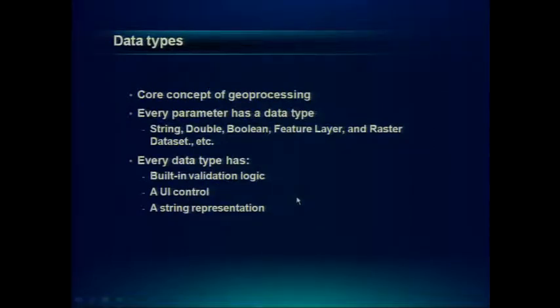With parameters, probably the key part of the parameter is the actual data type. So in the last one, I was working with feature layer on my input. That's sort of how the tool recognizes and works with the data, right? It's a core concept of geoprocessing. Every tool, every parameter has a series of data types. And while there's actually quite a few data types, if you went through the full list, I think there's well over 100. But really, it breaks down to most tools being a collection of about 6 or 7 different data types. Things like strings and doubles, booleans, feature layers, table views, raster datasets.